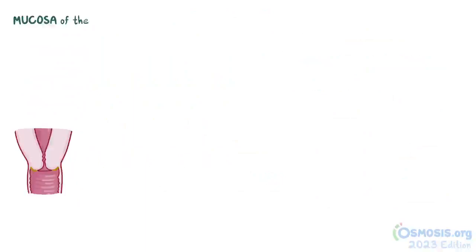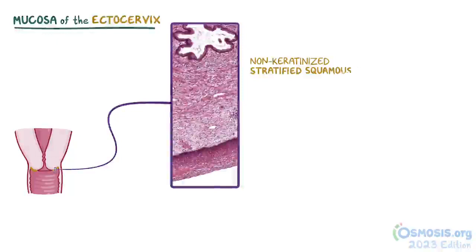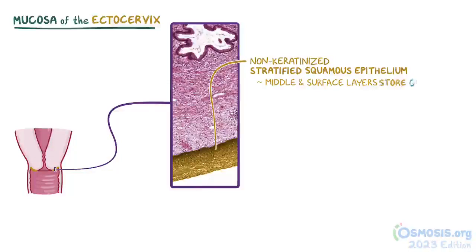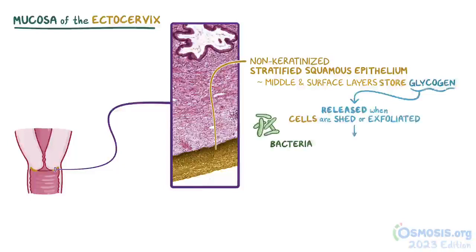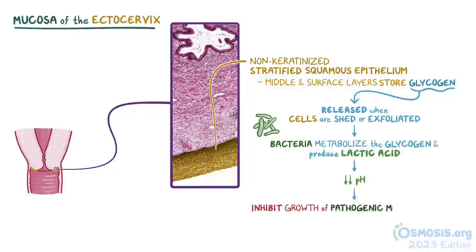The mucosa of the ectocervix is lined with the same non-keratinized stratified squamous epithelium that was seen in the transformation zone. The middle and surface layers of the vaginal epithelium store glycogen, which is released when the epithelial cells are shed or exfoliated. The normal bacteria found within the vagina will metabolize the glycogen and produce lactic acid, lowering the pH significantly, which helps inhibit the growth of many pathogenic microorganisms such as Gardnerella vaginalis and Trichomonas vaginalis.